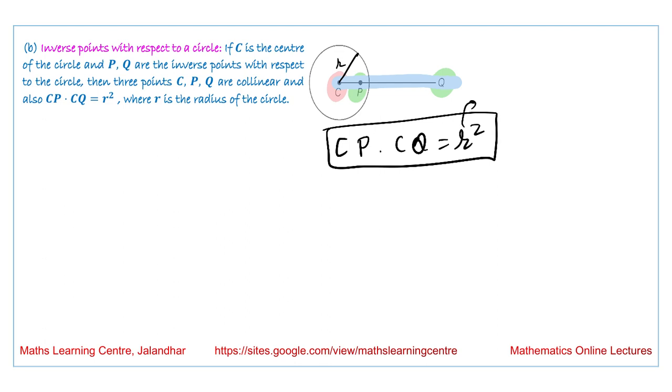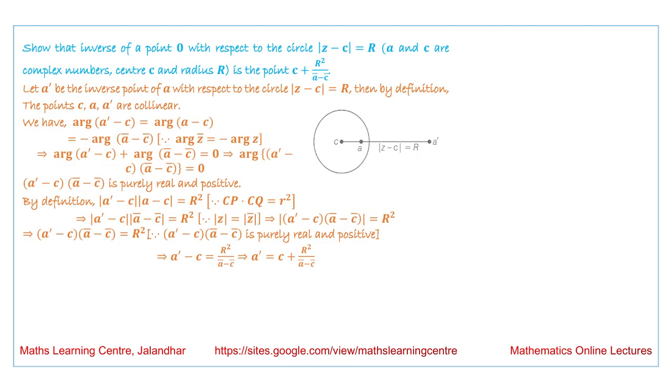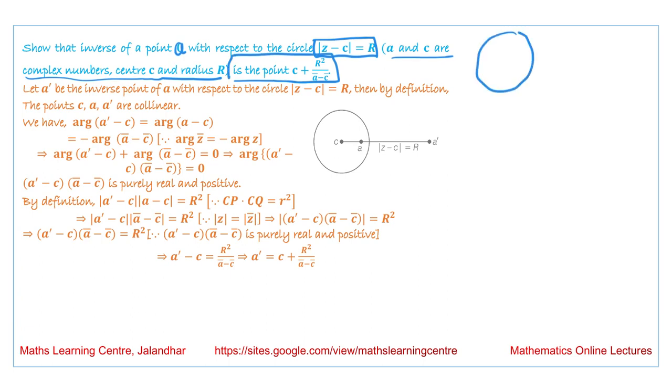Then the points P and Q are said to be the inverse points with respect to this circle. Now next we have: show that the inverse of a point A with respect to the circle mod of Z minus C is equal to R is a complex number. A and C are complex numbers, C is the center, R is the radius. So we have a circle over here, the center of that circle is C and there is a point A over here. This is the line we are talking about. This is the point A, and we want to calculate the point A dash. It is given that the radius of this circle is R.